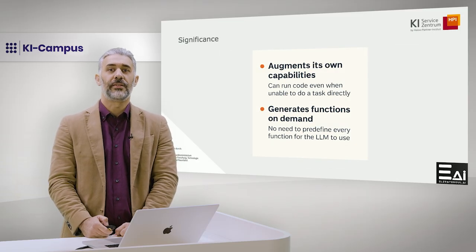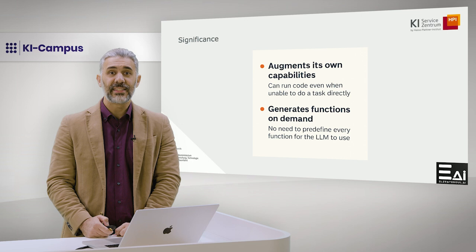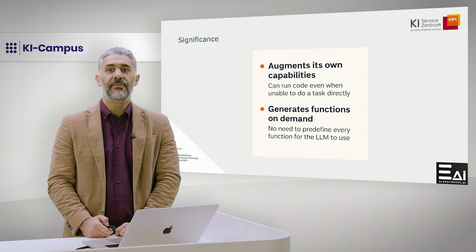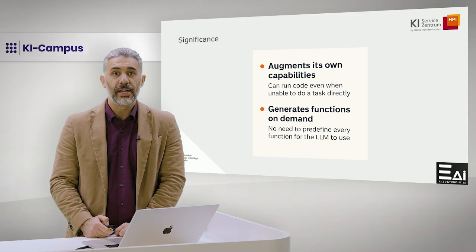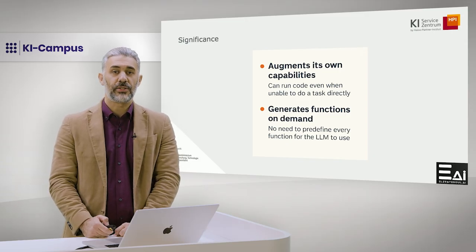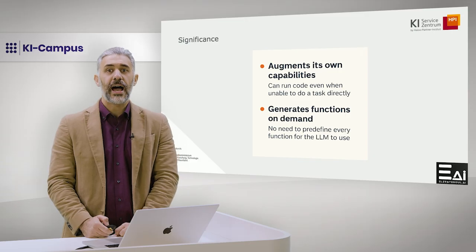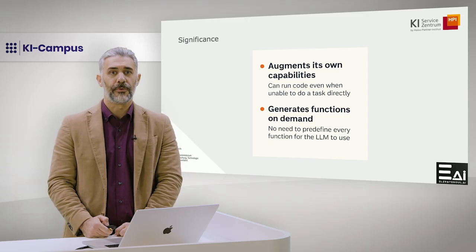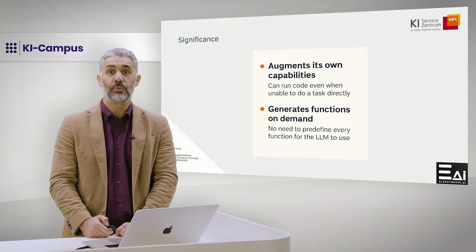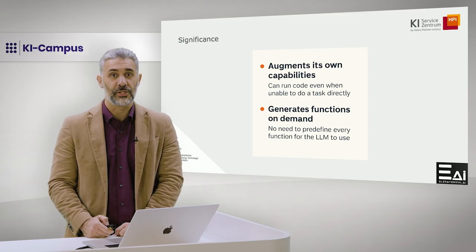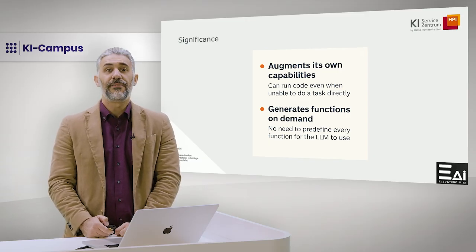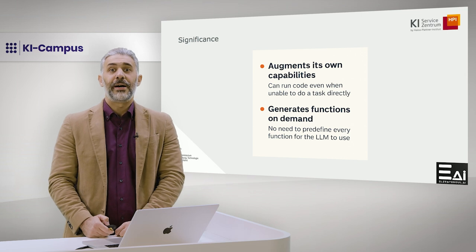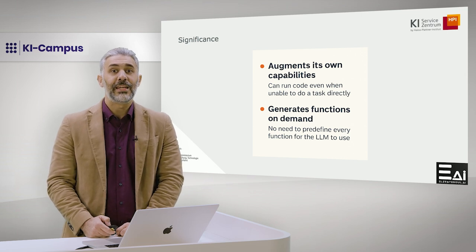Why is this significant? First, the model is effectively augmenting itself. Even though an LLM is not a calculator, it can generate code, run it, using code execution as a tool, and use the output to provide the right answer. This lets the model accomplish tasks it would otherwise get wrong. Second, notice that we didn't need to predefine a function like calculate average. The function is created on demand by generating real code whenever it is needed.